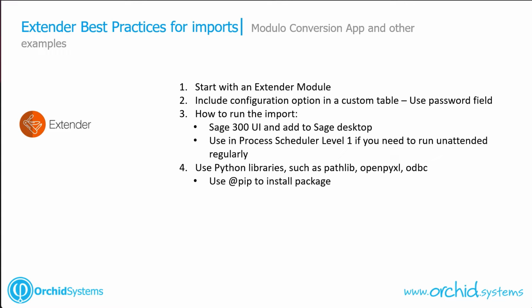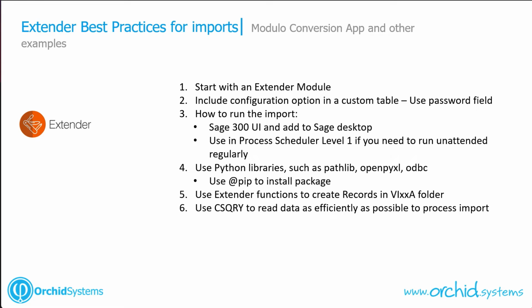In the scripts, you can use Python libraries, and there's a relatively new feature of Extendo, which is the ability to include an add pip in your script to install the packages automatically. Extendo also comes with some functions that help you create records, so we'll look at those. In many cases, you would use CS queries to read the data as efficiently as possible to process the import, but we recommend that you always use the views when you're inserting or updating records.